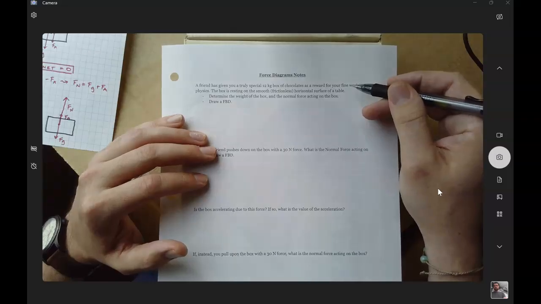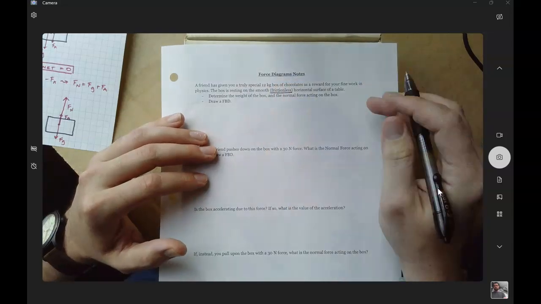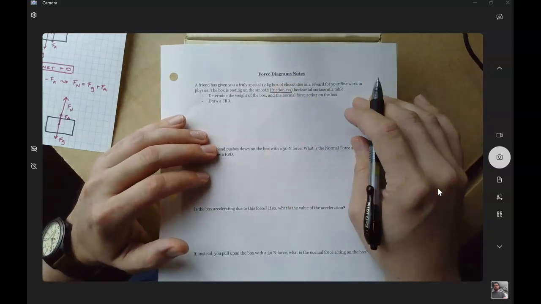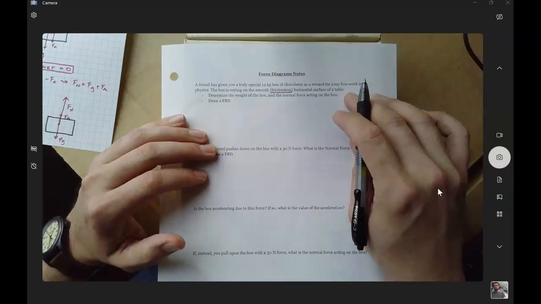The box is resting on the smooth, which here means frictionless, horizontal surface of a table, so we won't have to account for friction in this problem. Determine the weight of the box and the normal force acting on the box, and draw a free body diagram.